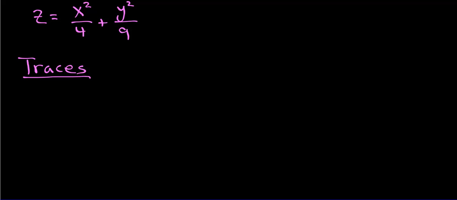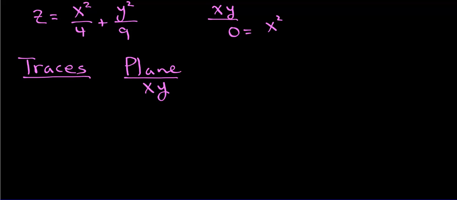I'm going to start off looking at the traces when we adjust the z's. So we're just looking at traces parallel to the xy plane. I'm going to let z be 0 to get that. Not just 0, I'll let it be several things. So I've got z equals 0, and I've got x squared over 4 plus y squared over 9.